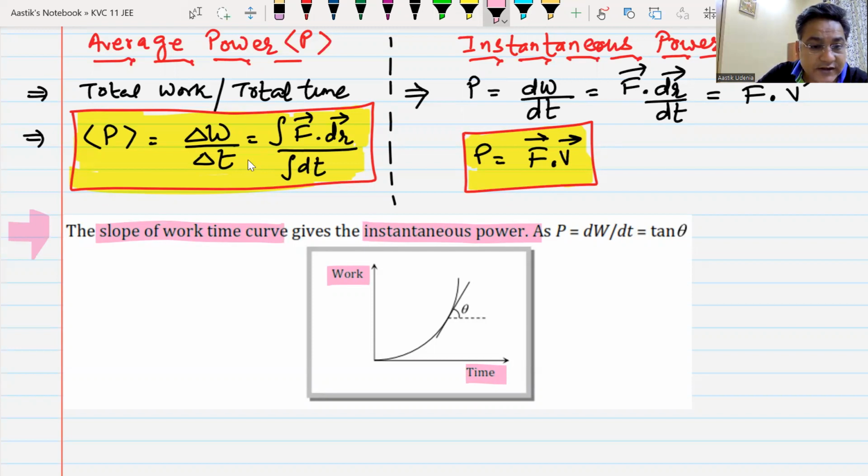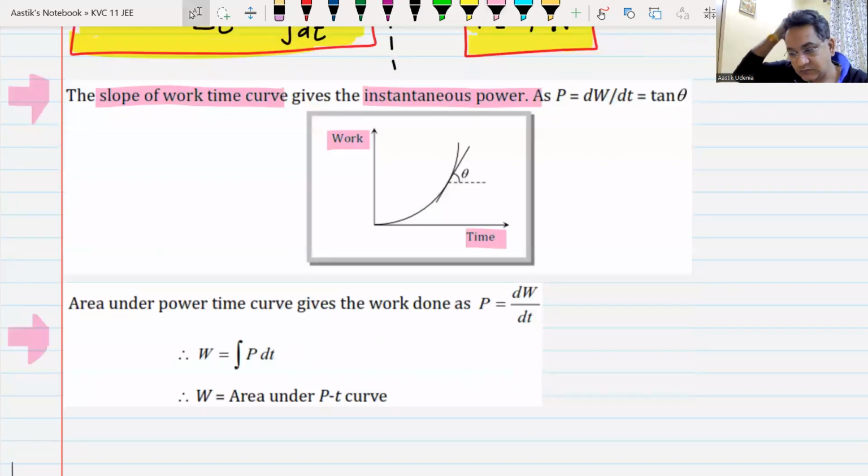Now, if I write the reverse of it, the reverse of it would be area. The area of power time graph will give me the work done. So this is the reverse way of writing it. Do we understand this? Yes or no?